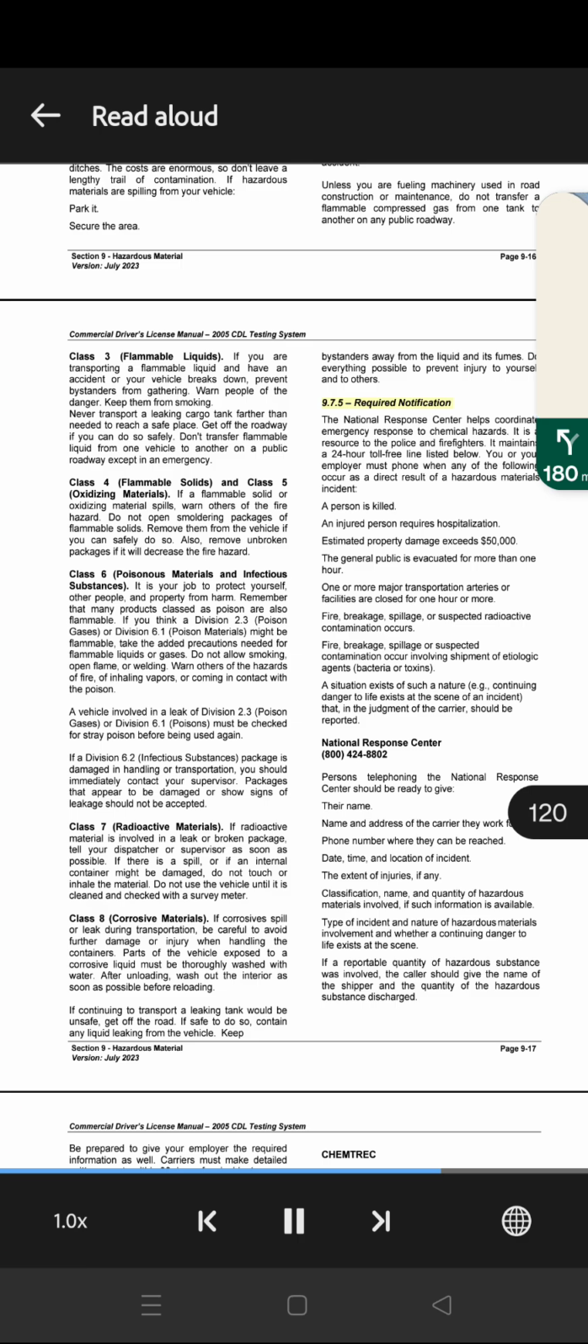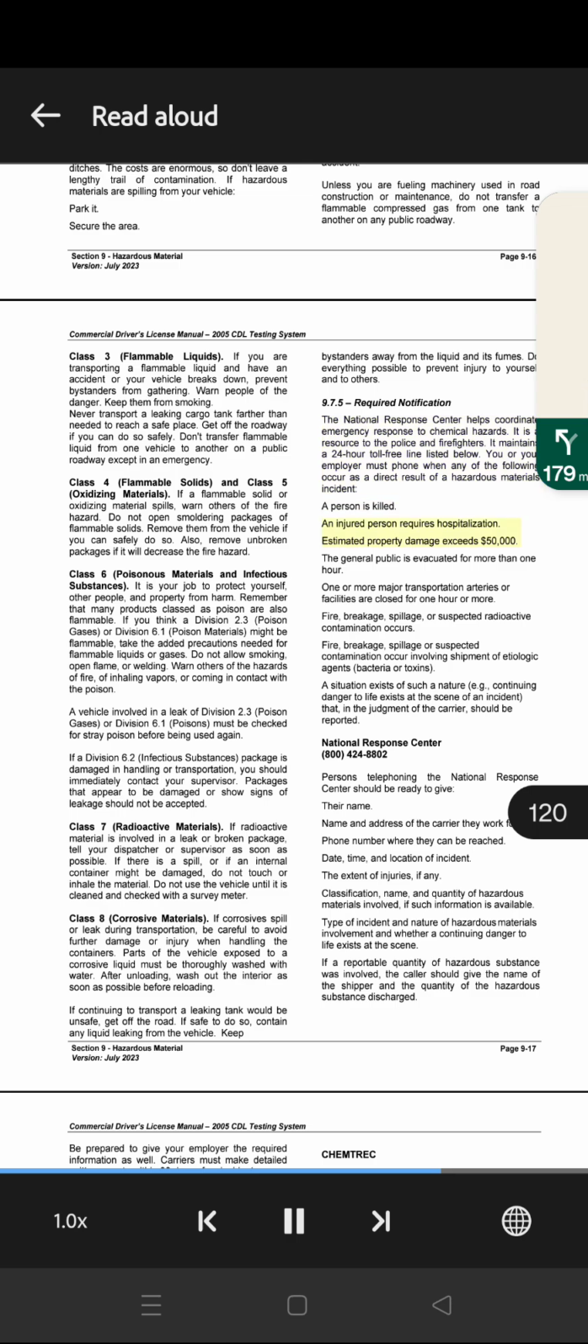9.7.5 Required Notification. The National Response Center helps coordinate emergency response to chemical hazards. It is a resource to the police and firefighters. It maintains a 24-hour toll-free line listed below. You or your employer must phone when any of the following occur as a direct result of a hazardous materials incident. A person is killed.